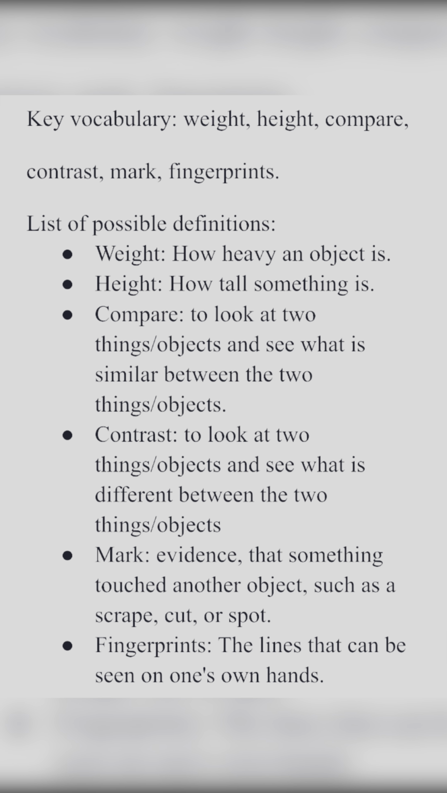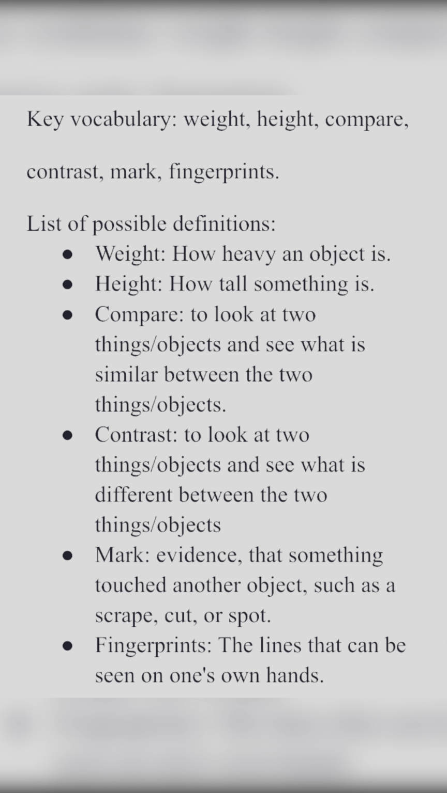Key vocabulary that is important for kids to know before conducting this activity is the following: weight, height, compare, contrast, mark, and fingerprints. For convenience, I will present a list of possible definitions. Weight, how heavy an object is. Height, how tall something is. Compare, to look at two things/objects and see what is similar between the two things/objects.